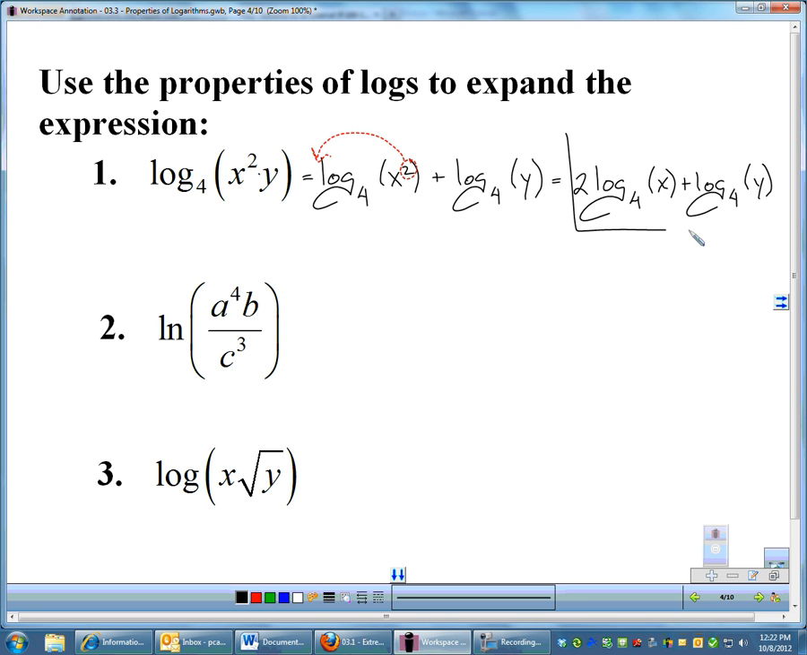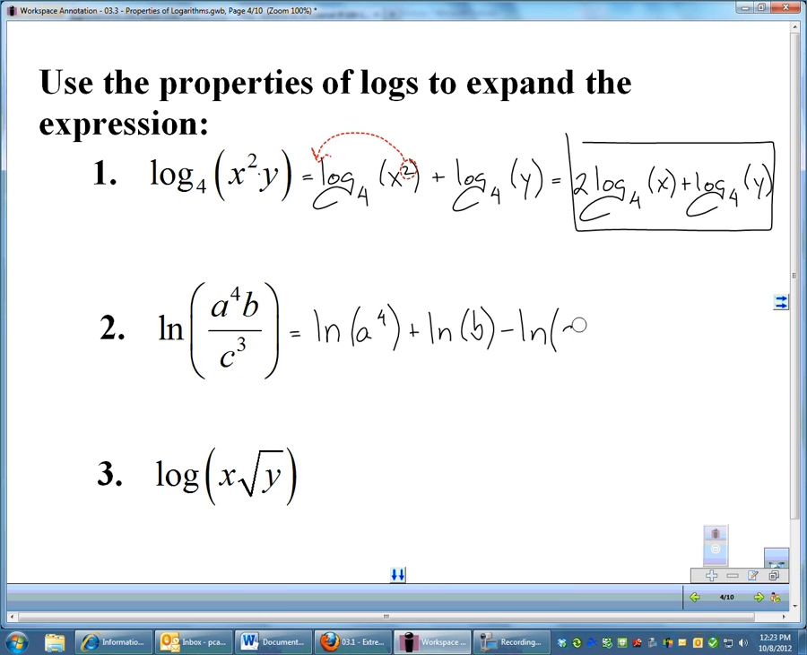And that would be how we separate it. Moving on to number 2, this is a natural log, but it doesn't matter. I see a to the 4th times b divided by c cubed. So the multiplication is split up with addition. So ln of a to the 4th plus ln of b. But then I'm dividing by c cubed, so minus the ln of c cubed.